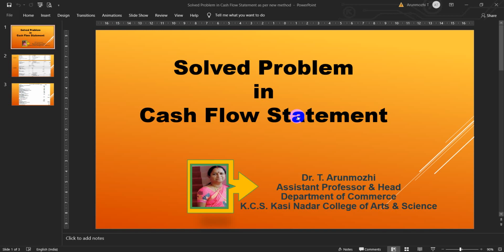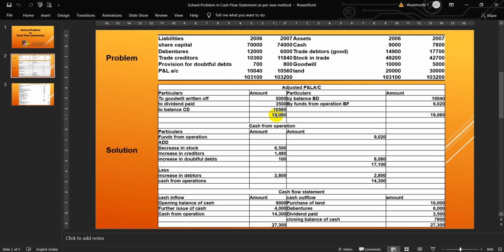I have done sums relating to the old method and the AS 3 method. It is based on the curriculum of all universities on this subject. Now we move on to the old method of preparation of cash flow statement.